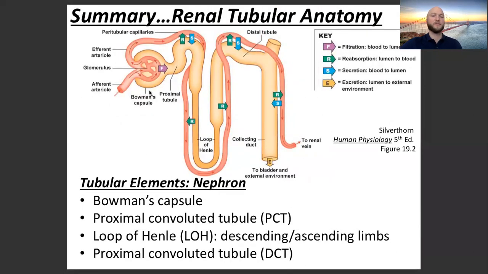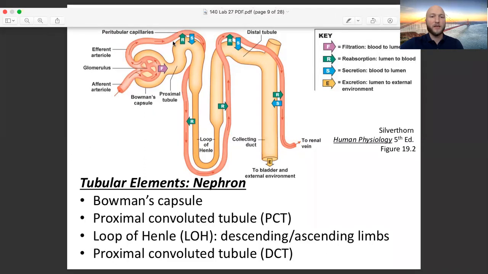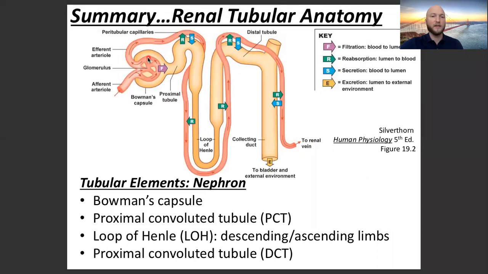Tubule elements: Bowman's capsule, proximal convoluted tube. You'll also see this called the PCT. Then our loop of Henle, LOH, loop of Henle. We have our descending limb and our ascending limb. And then we have our distal convoluted tube. Sorry, this should say distal down here. Let me get my annotator, my pointer going, my spotlight. All right, down here, this should say distal. DCT, distal convoluted tube, and then our collecting duct.